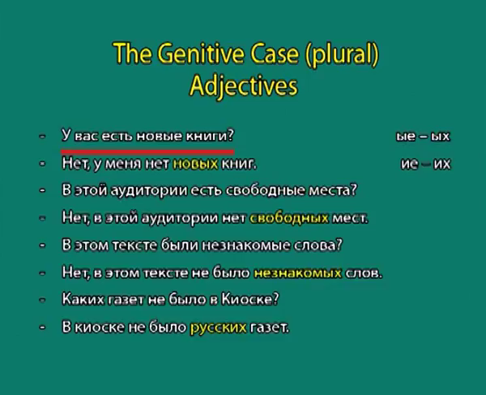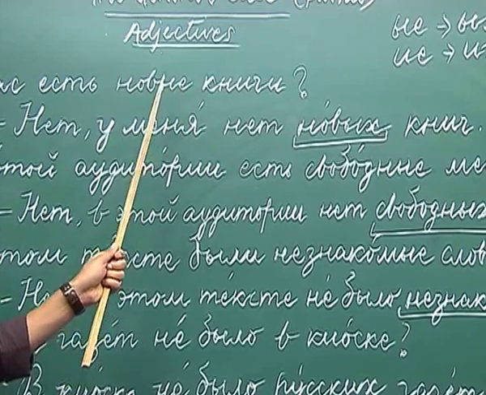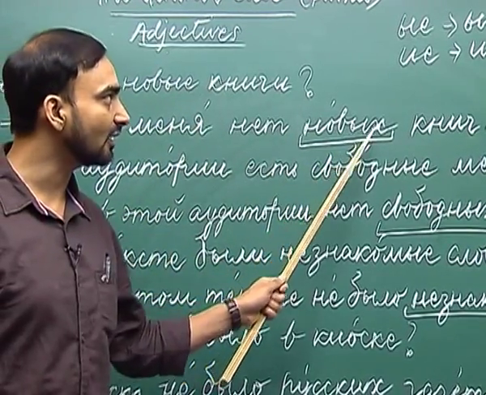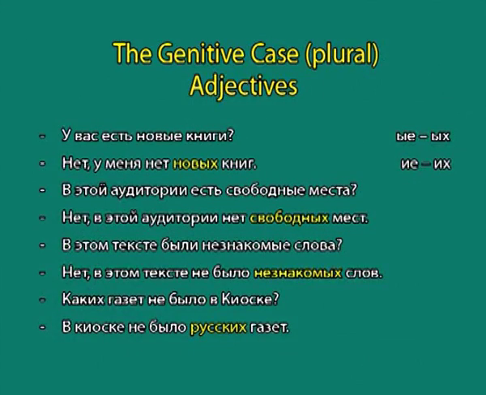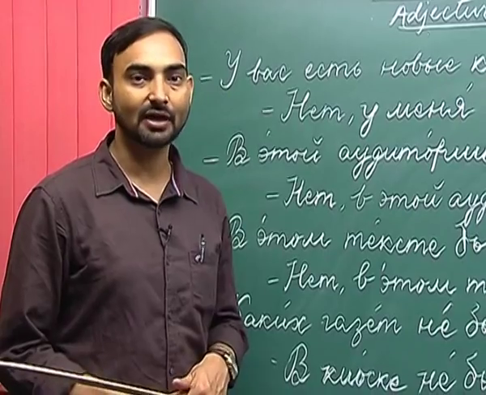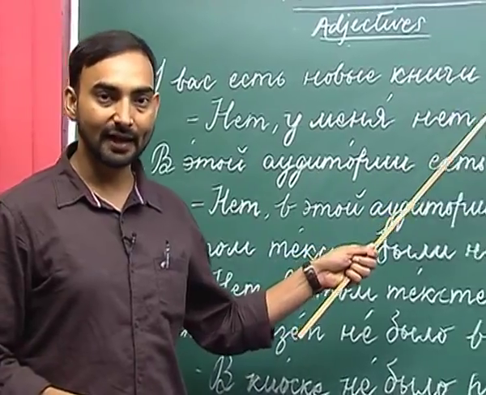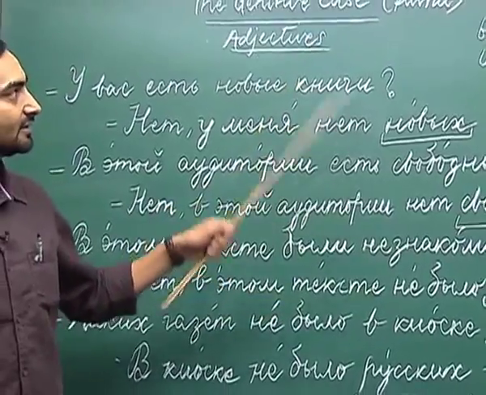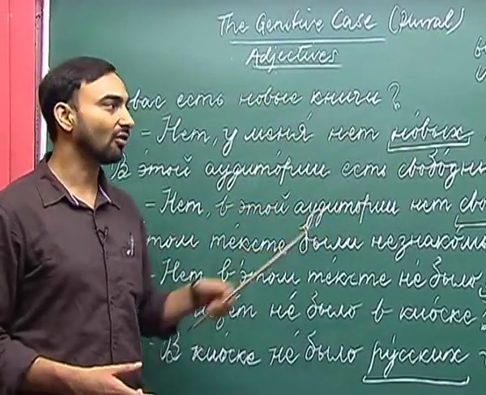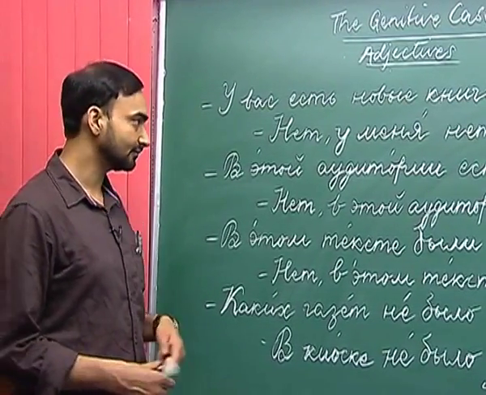Нет новых книг. So, the ending ые, which is the ending in the nominative, changes to ых. If you remember, we made the same changes when we discussed the animate nouns in the accusative case in plural. Basically the changes are the same in the accusative case for animate nouns, and in the genitive case, animate or inanimate. There is no distinction of animate and inanimate nouns in the genitive case.